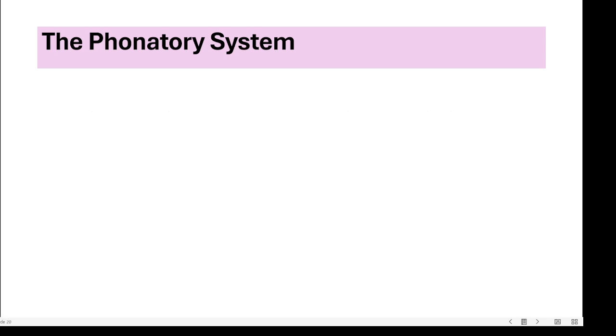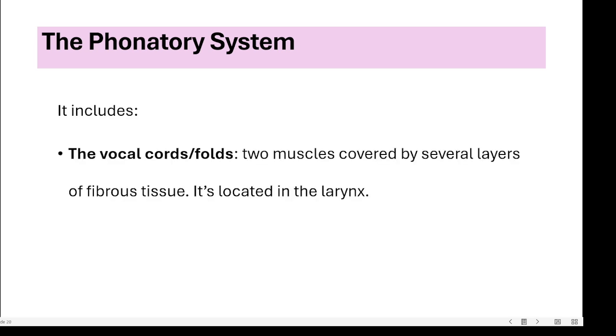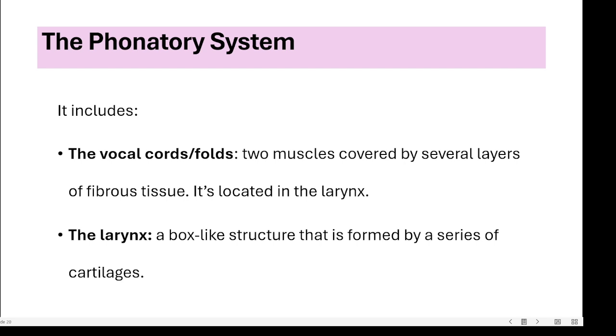Regarding the structure of the phonatory system, it includes the vocal cords or vocal folds, which are two muscles covered by several layers of fibrous tissue that is located in the larynx, and the larynx itself, which is a box-like structure that is formed by a series of cartilages. Since it has this box-like structure, it is also called the voice box.